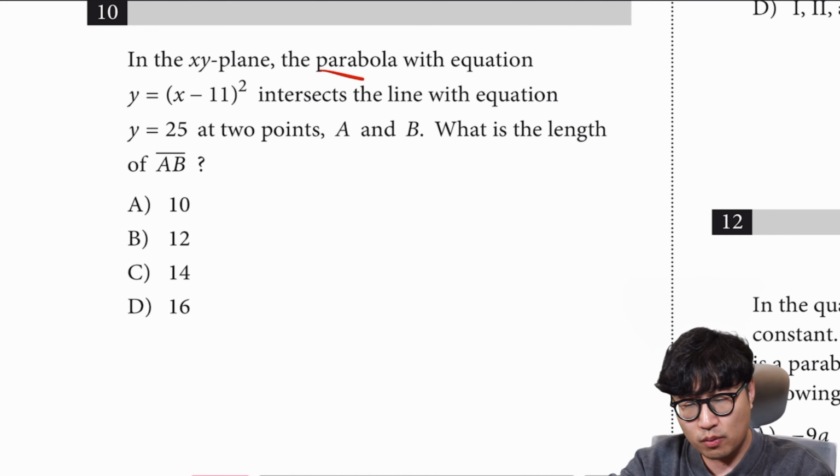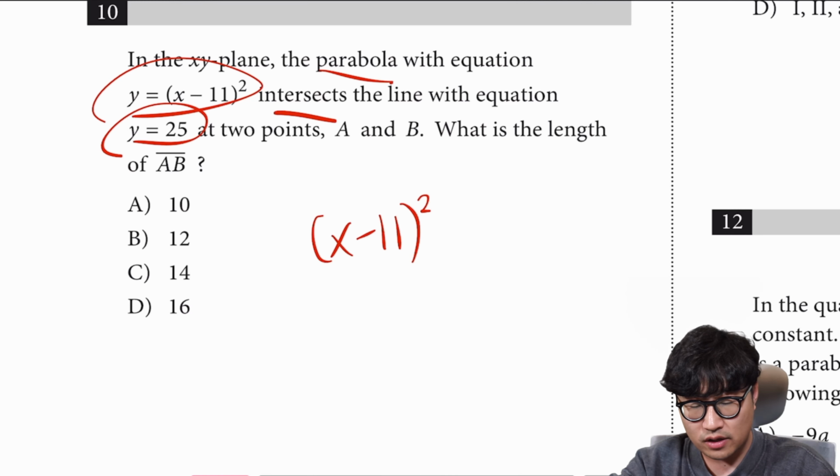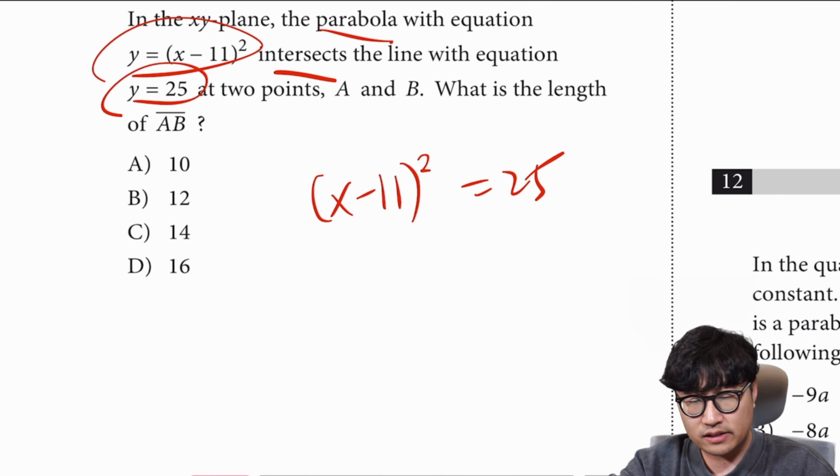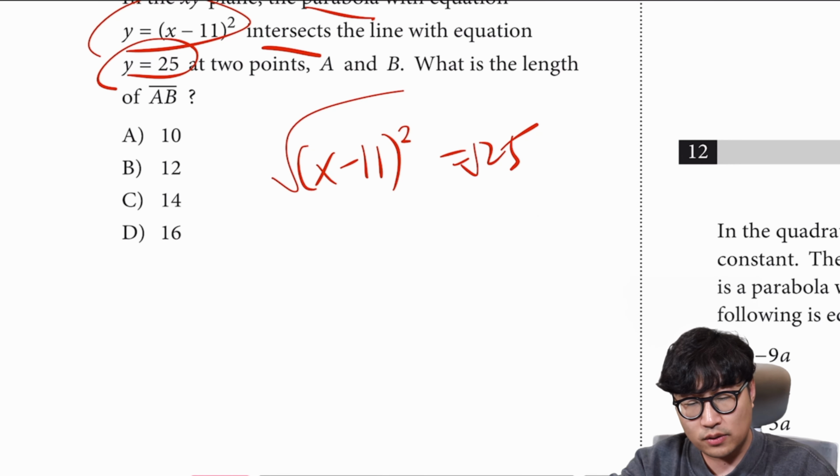Number 10. In the xy plane, a parabola, you got that, intersects that. Okay, so x minus 11 squared is equal to 25. They intersect. What is the value of AB? Okay, so let's find them. Square root both sides, x minus 11 is equal to plus or minus 5.